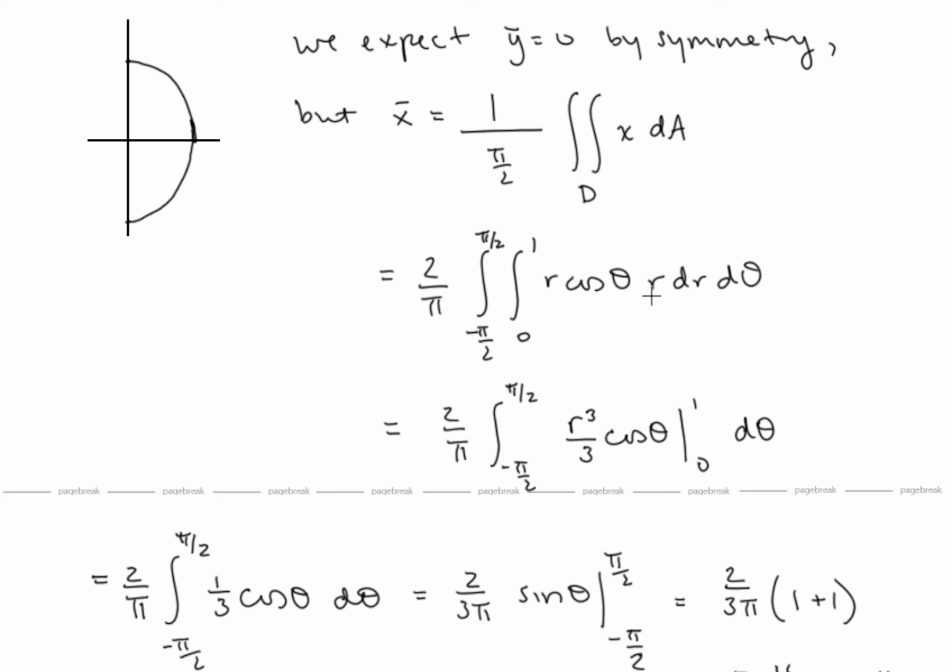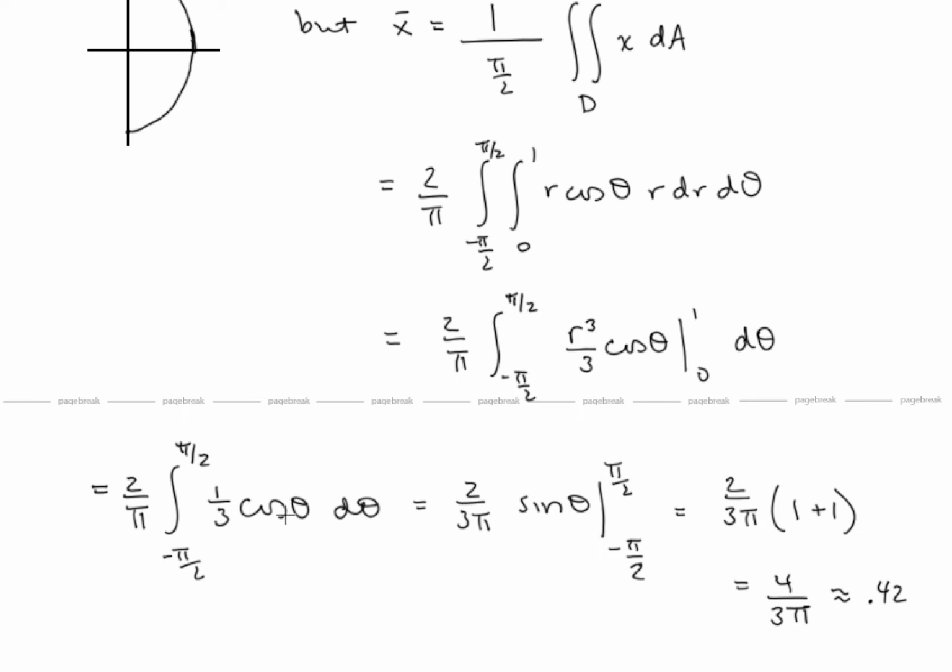So we've got r squared here that we're integrating, so we get r to the third over 3 cosine theta. Plug the 1 and the 0 in for r, so we have 1/3 cosine theta that we're integrating. And the 2 over pi on the outside gives us 2 over 3 pi sine theta. Plugging in our bounds and subtracting, we get 4 over 3 pi, which is approximately 0.42. So on our unit disk here, our center of mass would be approximately here at 0.42, 0.